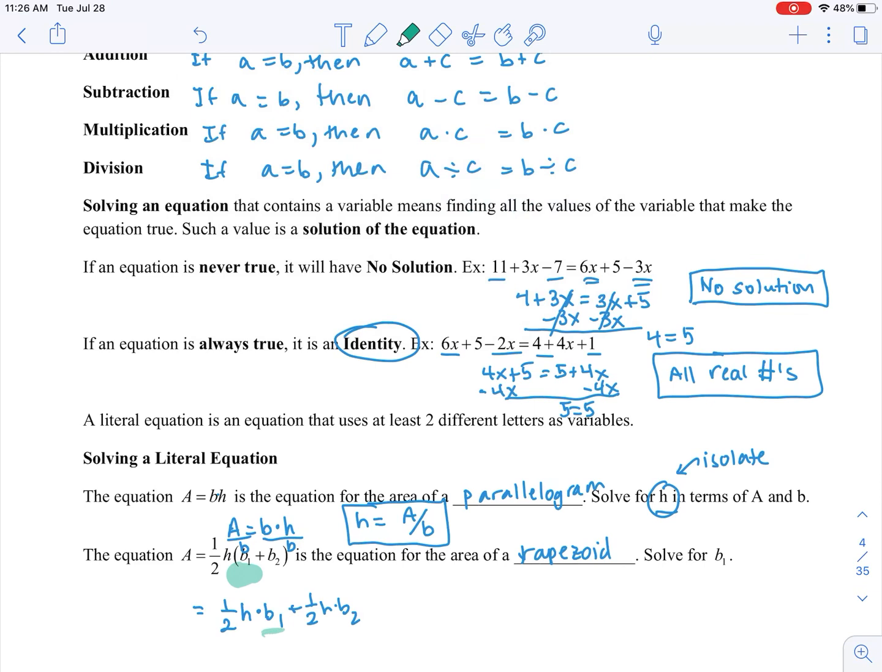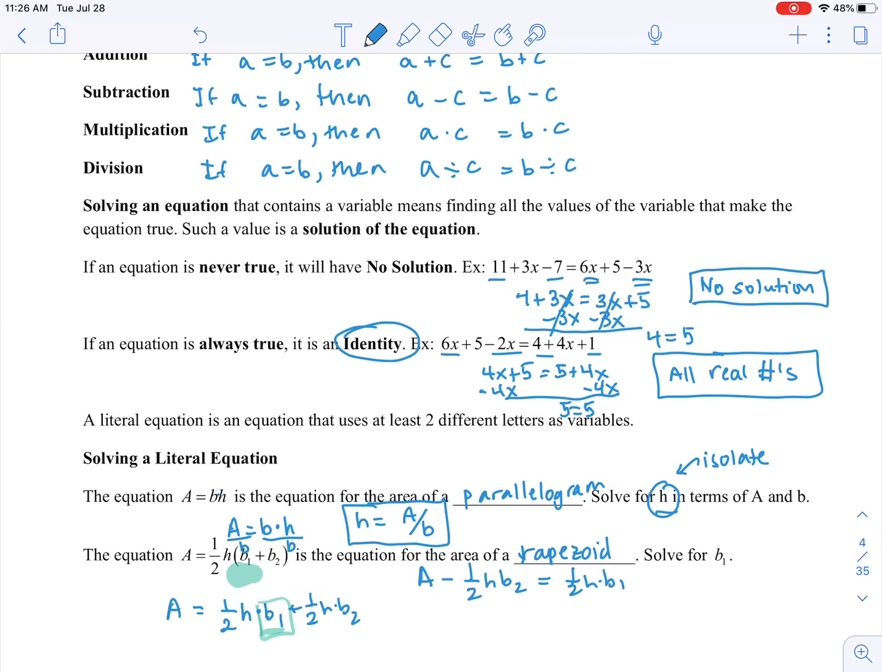So now what we'll do next is, we want to isolate this guy. So what we'll undo, there's two terms right now. We'll undo the plus. We have A on this side. So A minus 1/2 H B2. Then we'll move that B2 term to the other side and get B1 closer to being by itself. And then lastly, you have 1/2 times H times B1.